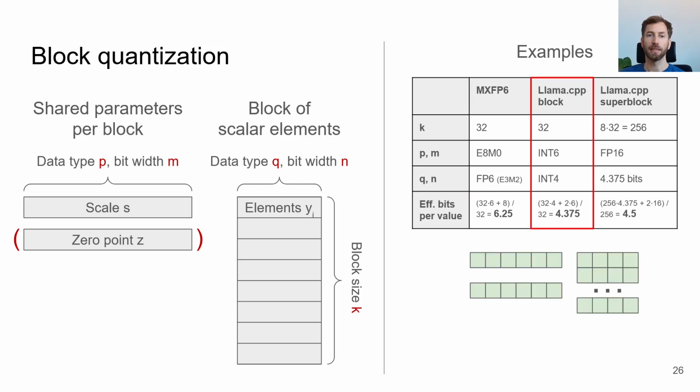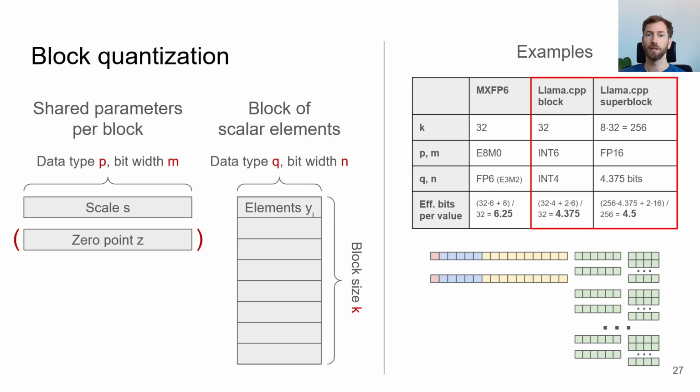Another example is llama.cpp. Here we use a block size of 32, scale and zero point are of data type int6, the elements are of data type int4. The effective number of bits is 4.375. The interesting part here is that we can now use this block data type as elements for a superblock. In this example, a superblock consists of 8 blocks, and we share a common scaling and zero point of data type fp16 for these 8 blocks. Then the effective bits per value compute as 4.5.